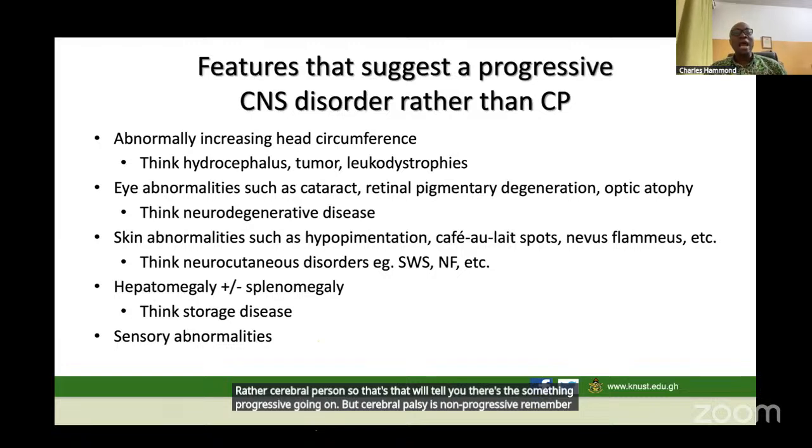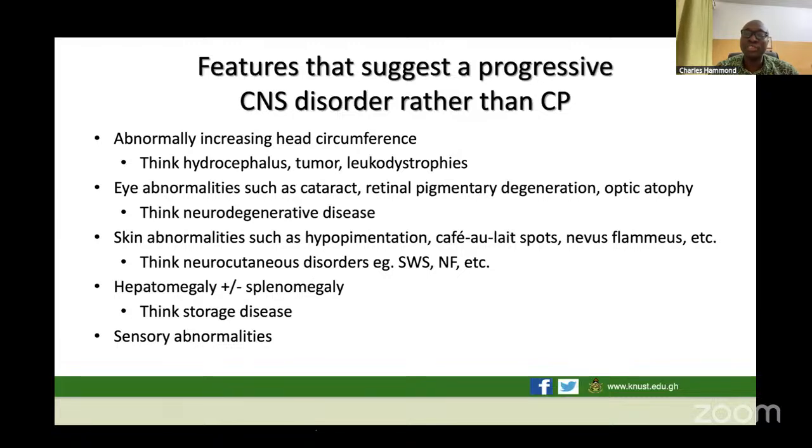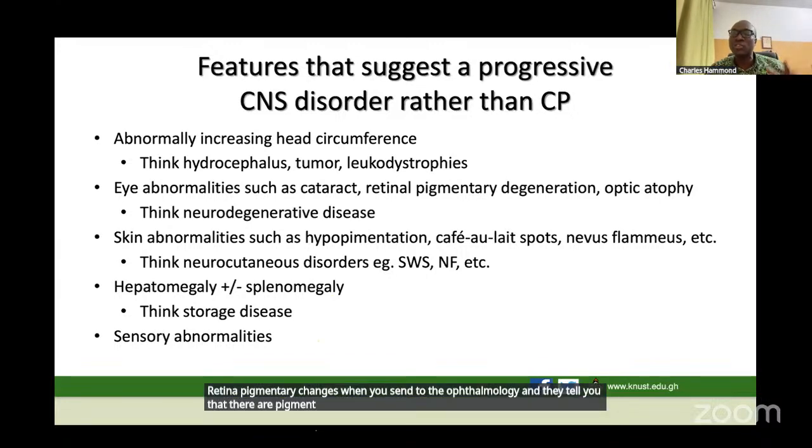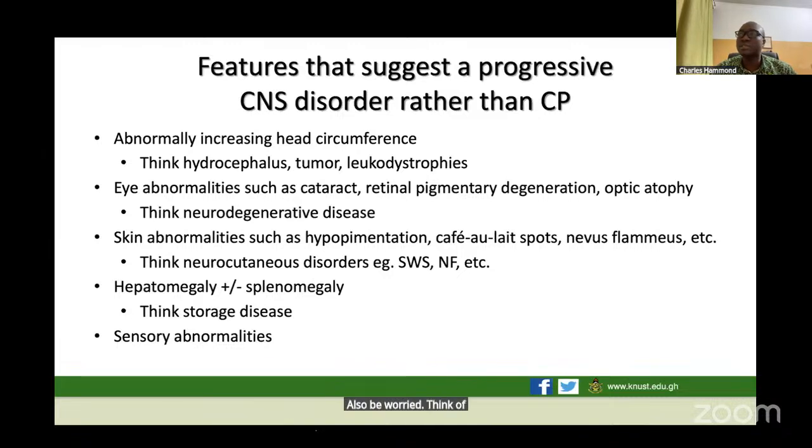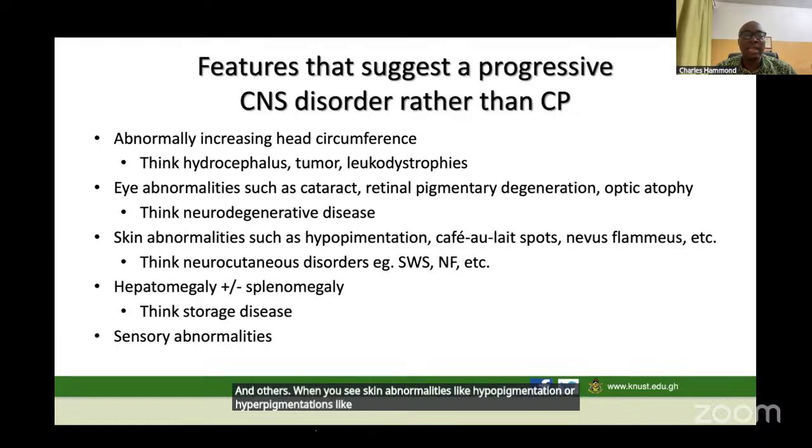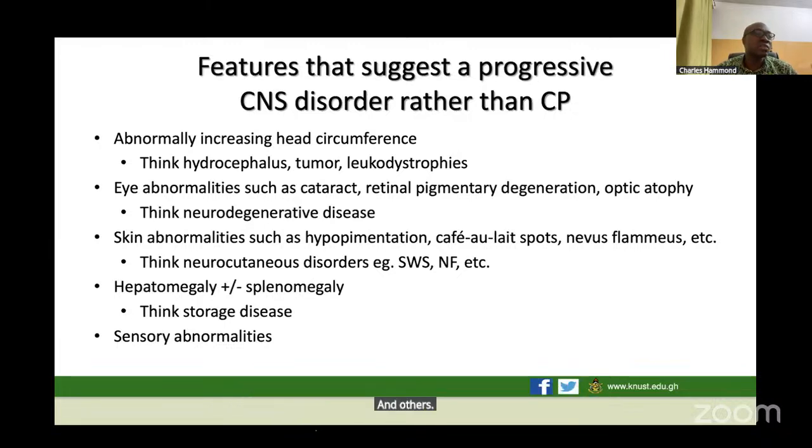If you see eye abnormalities like cataracts, retinal pigmentary changes, when you send to ophthalmology and they tell you that there are pigmentary changes on the retina, also be worried. Think of neurodegenerative disease, think of storage diseases and others. When you see skin abnormalities like hypopigmentation or hyperpigmentation like cafe au lait spots and others, think of neurocutaneous syndromes. That may not be cerebral palsy, so you have to think of neurocutaneous syndromes.